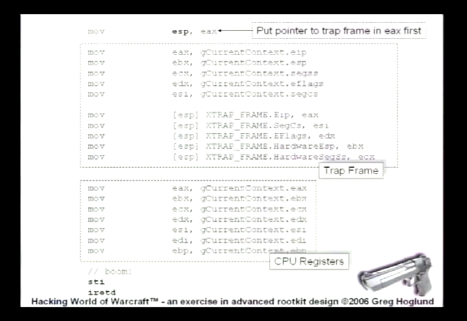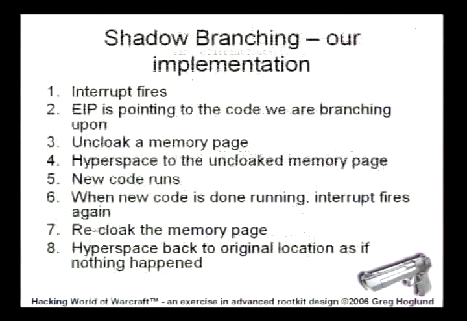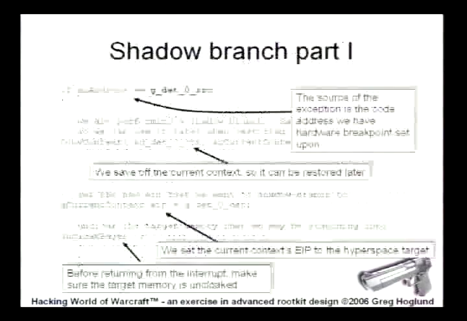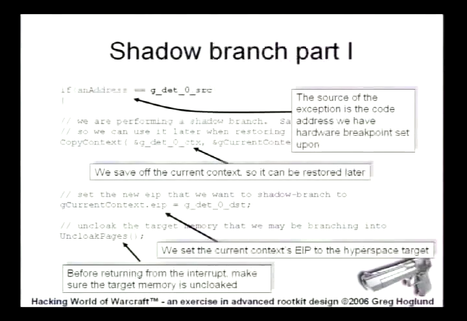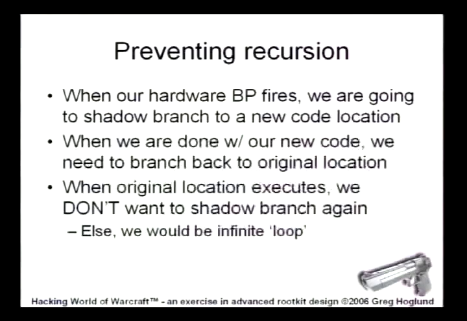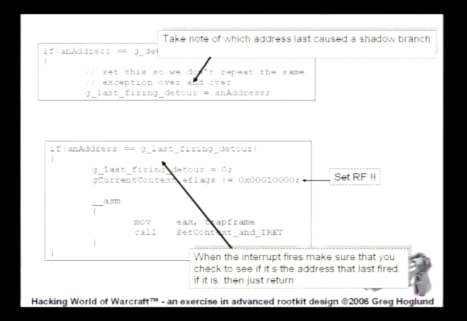Here's the routine that restores context. So total round trip: the interrupt fires, EIP points to the code we are branching. We uncloak the memory page. We change the EIP, causing the hyperspace. The new code runs. When the new code is done, it fires another interrupt, and we return back with the original context. And there's the actual implementation of the shadow branching. You can see I'm copying the context in and out and uncloaking the page. Here's the code required to set the RF bit so that we don't loop infinitely.